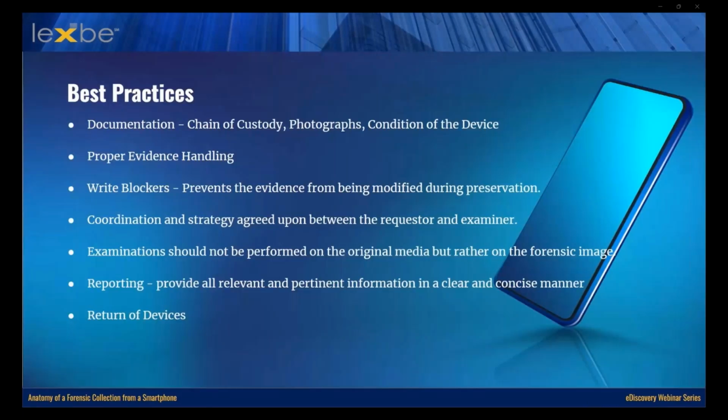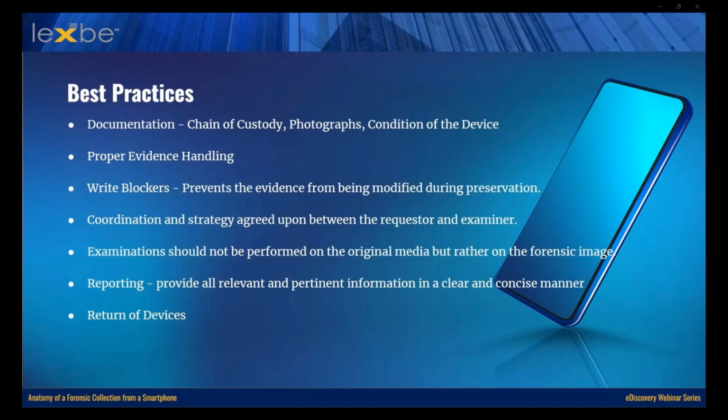For best practices, these are the steps we follow to ensure that the device is preserved in the proper manner and is kept safe during the preservation process, and all the data is properly extracted from the device. We make proper documentation of everything that we do, including the chain of custody form and the photographs that we take of the device to show the condition we received it in. We note any condition of the device that could possibly warrant an issue, including cracked screens or chips on the device, to make sure that we document that that's how we received it.